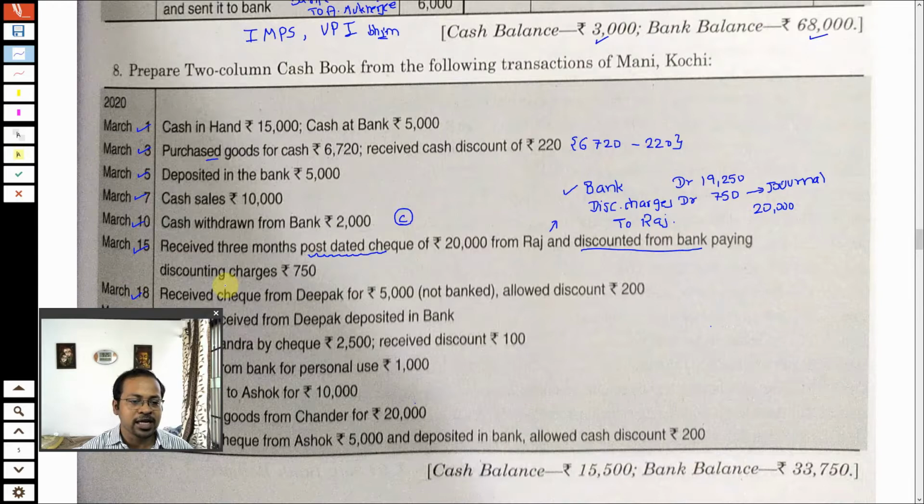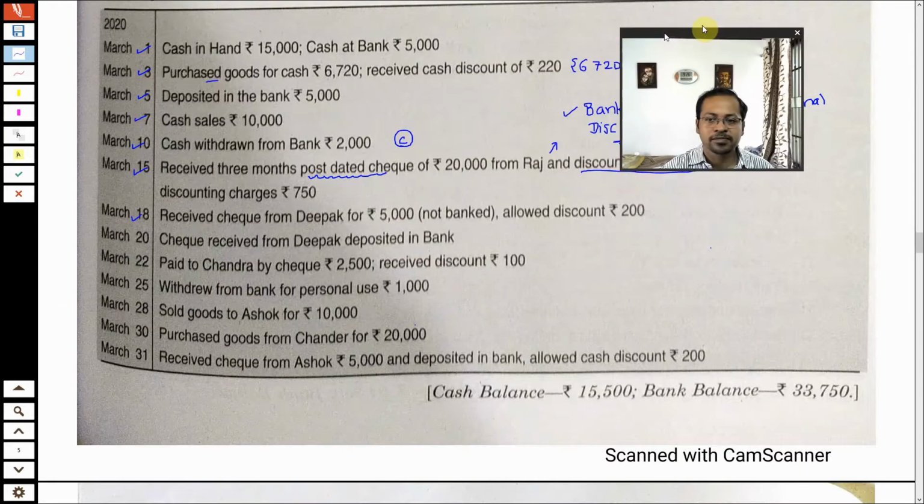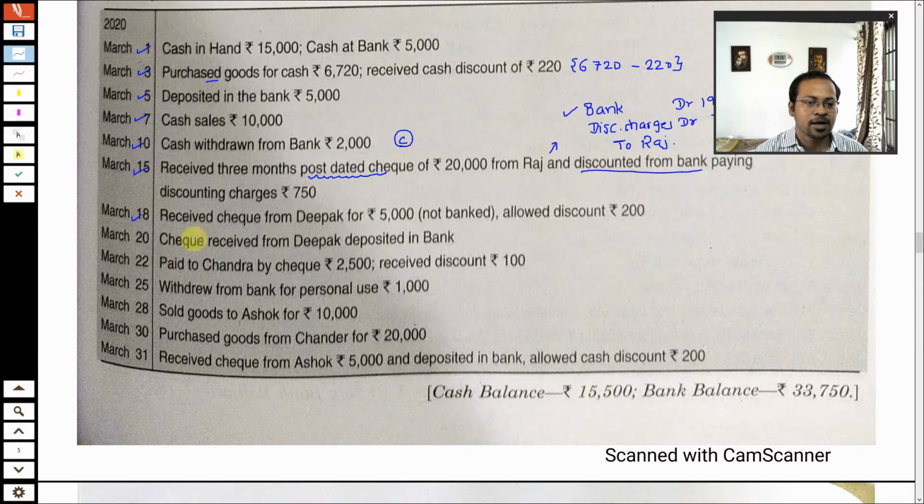Then on March 18 we have the entry: received check from Deepak for rupees 5,000, not banked. Not banked means I have not deposited. Allowed discount. So discount allowed is recorded in journal, and when I am receiving the check I am not depositing, then it will also be recorded in journal. But for your kind information, I can share the journal entry.